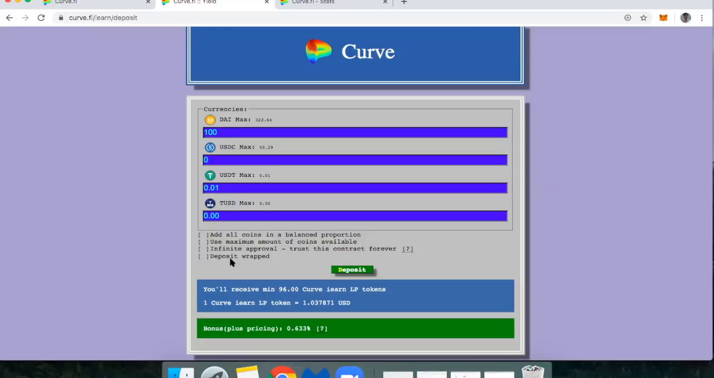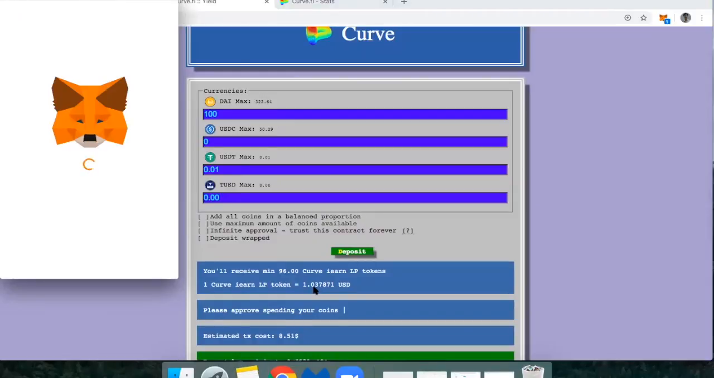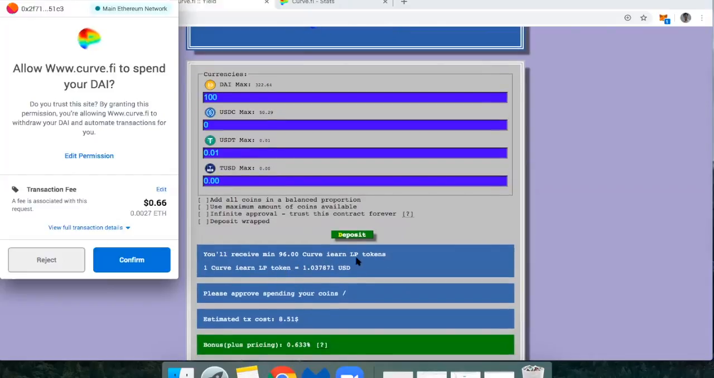And then depositing wrapped tokens, I have DAI. If I had Y DAI, that's what's referred to as wrapped. So most everyone is going to start out with just DAI. So let's click deposit. All right. You'll notice I'm going to receive 96 Curve iEarn LP tokens. Those are the tokens that I receive because I am lending my tokens to Curve. And so the way that normally works is you receive a token in exchange. It's kind of like an IOU.